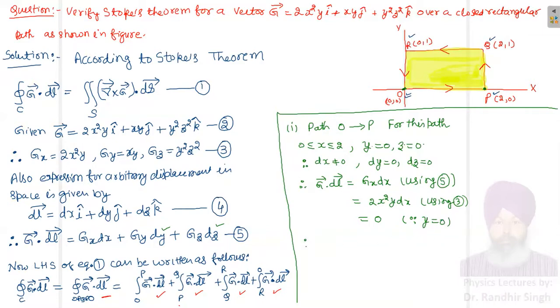So therefore, the integration of g dot dl from O to P will be equal to the integration of 0 dot dl from O to P, and this answer will be 0. So this is equation number 6. I guess you are clear about this part. So this is something which we must remember.